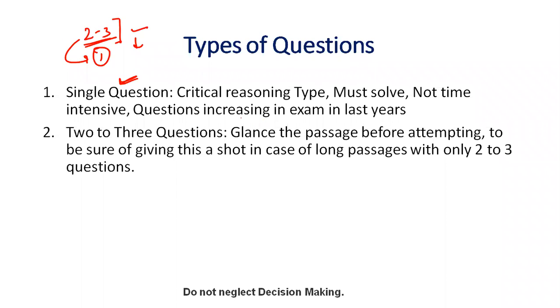Then after single questions, you have the second type, where you have a caselet, which is basically a big caselet of 2 to 3 paragraphs, followed by 2 to 3 questions. Here is where people get stuck a lot, because there are only 2-3 questions but a full caselet of 2-3 paragraphs. The strategy is to glance at the passage before attempting it, and first judge whether the subject of the 2-3 paragraphs is in your comfort area or not.